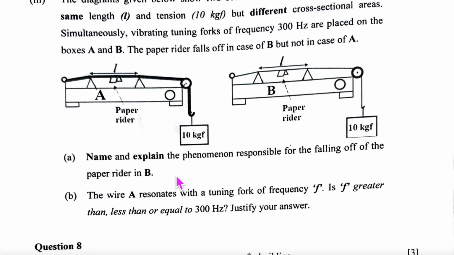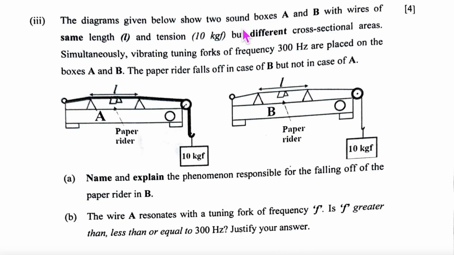The third subpart: the diagrams given below show 2 sound boxes A and B with wires of same length L, so the distance here is L, and the tension 10 kgf but different cross-sectional areas. Simultaneously, a vibrating tuning fork of frequency 300 Hz is placed on the boxes A and B, and the paper rider falls off in case of B but not in case of A.